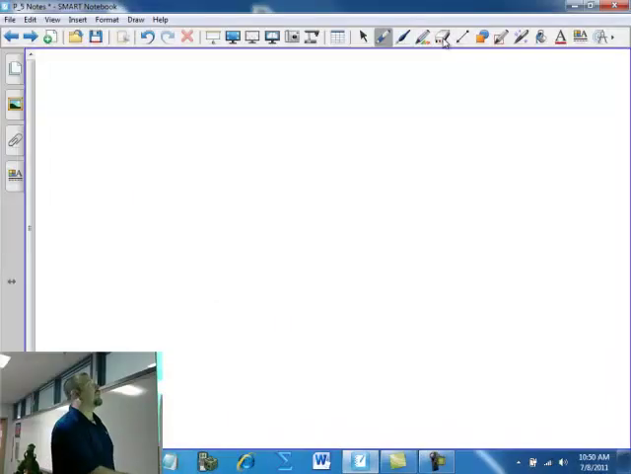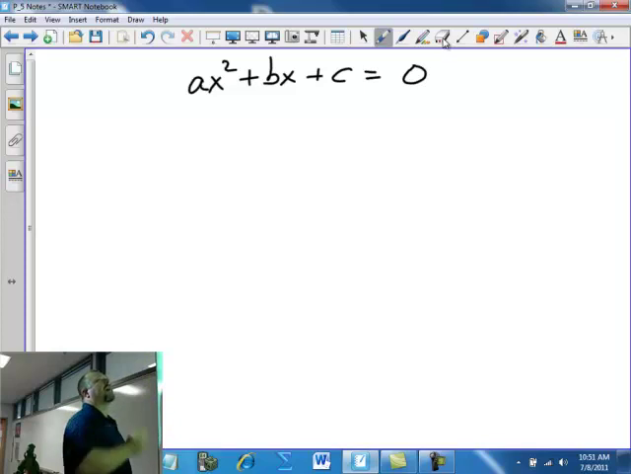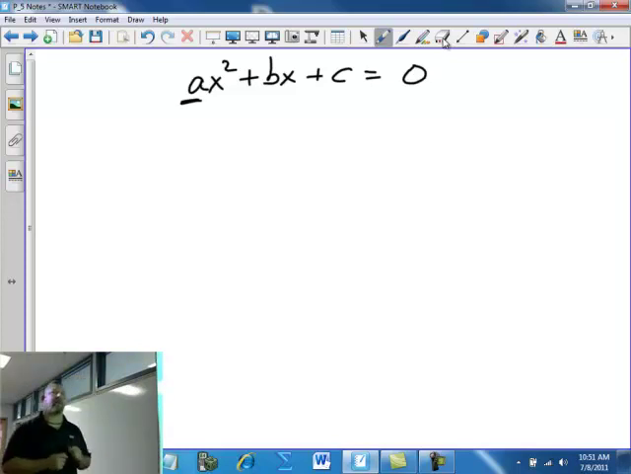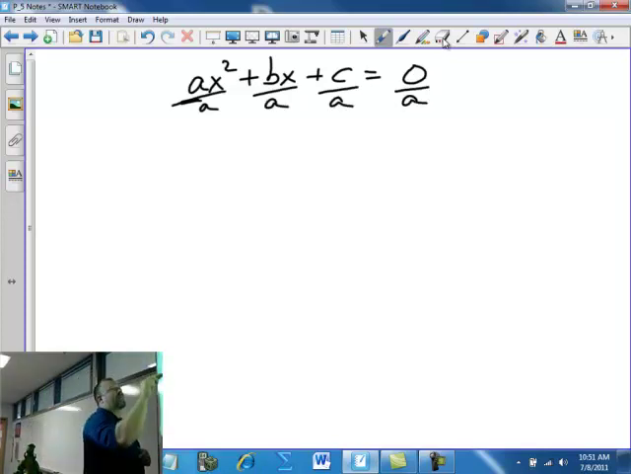Okay, let's take a look at how this works and what this means for us. Well, we can actually use completing the square to solve equations. But let's do this in general. Let's say we have ax squared plus bx plus c equals 0, and I want to use completing the square to solve the problem. Well, all I have to do is get my coefficient of x squared to be a 1, not an a. So I'm going to divide every single term in this problem by a.